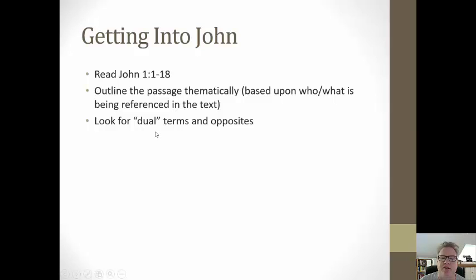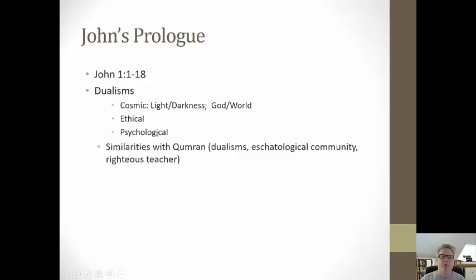So you saw the dualities, the dual terms, and the opposites. When we think about dualisms, we can think about three different kinds of dualisms. And what's really cool about John is, since we found the literature in Qumran, the Dead Sea Scrolls, and of the Essene community that was formed around a righteous teacher, we do see that there were other Jewish groups that had a very dualistic way of thinking about the world. One of the prime dualisms that we find in the prologue to John is the one between light and darkness, God and the world. There's really a major sort of cosmic dualism, right?